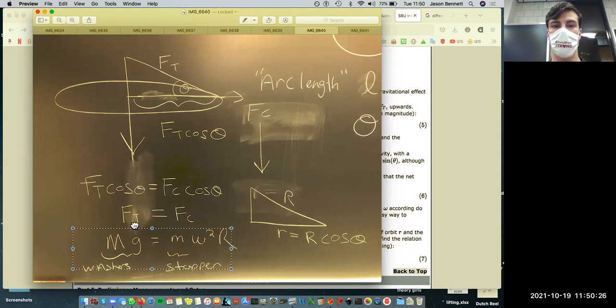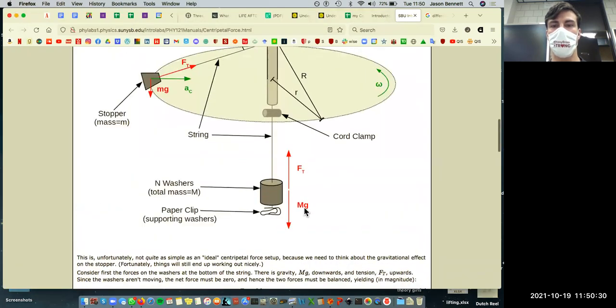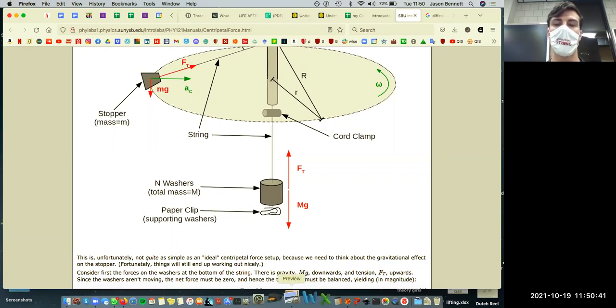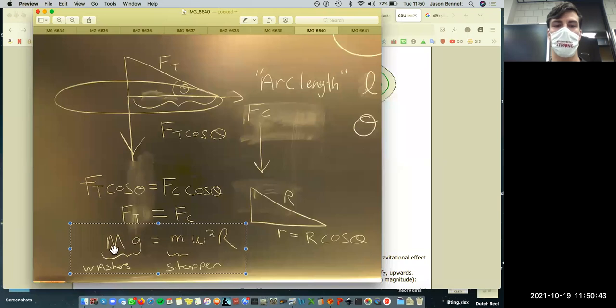is capital M, which you can see by this little diagram, is the mass of all the washers. So if you have 9 washers and each of the washers weighs 5 grams or something, then it's a 45 gram big capital M, and then you multiply it by g. So that is the tension force: the weight of the washers, the mass of the washers and the gravity.